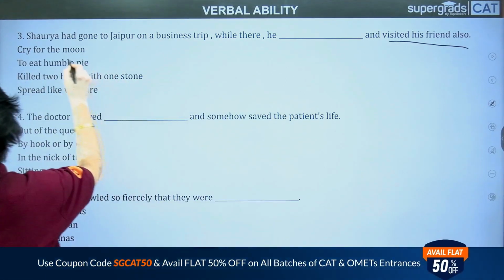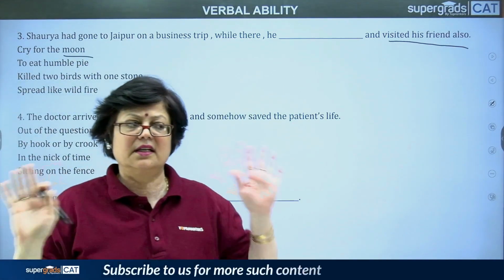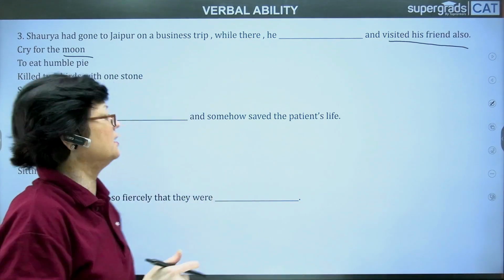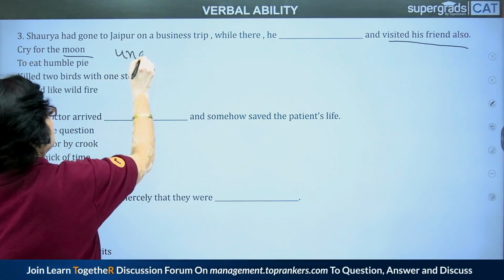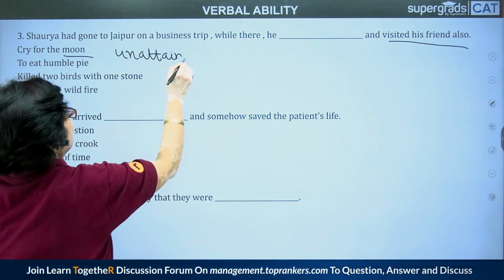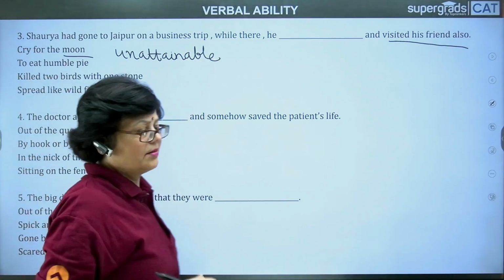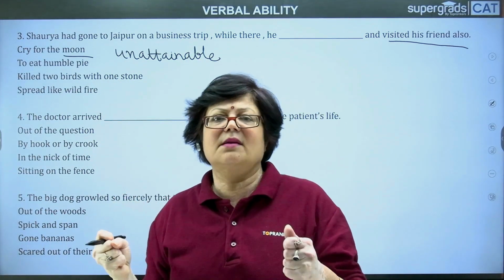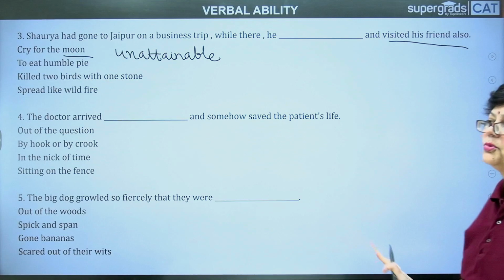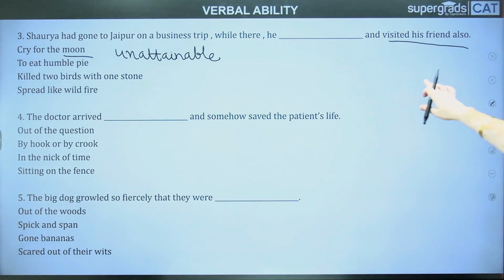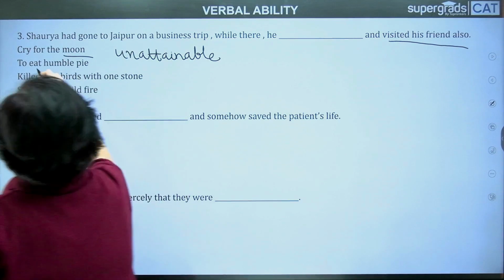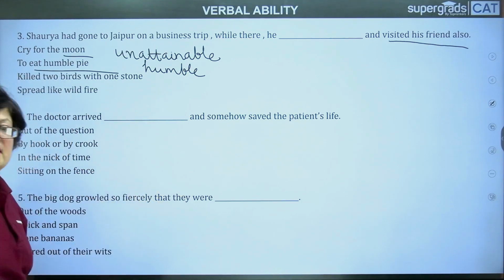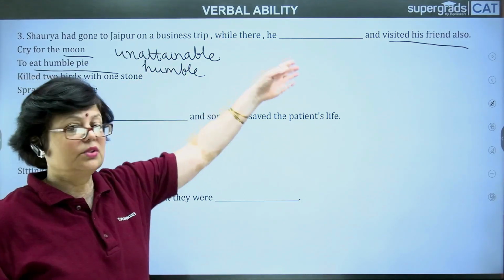Cry for the moon. The moon is something unattainable, right? We cannot attain the moon. So crying for the moon means crying for something which we cannot obtain, which is beyond our reach. Hankering after something beyond our reach, that is crying for the moon. So this gives a negative understanding. To eat humble pie means to behave in a humble manner. This does not fit in. He has gone to visit the friend.